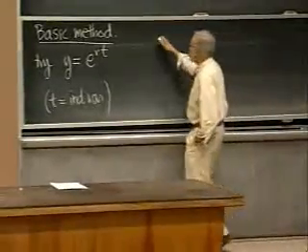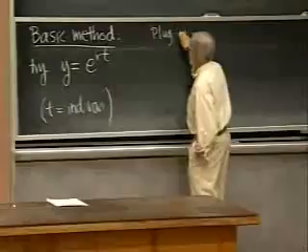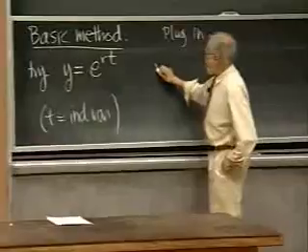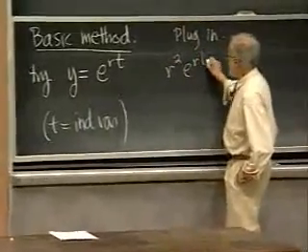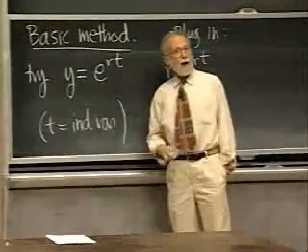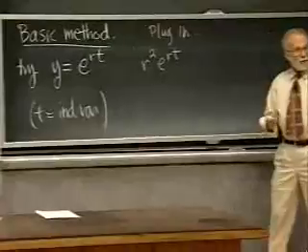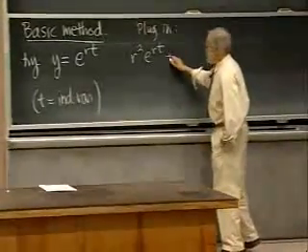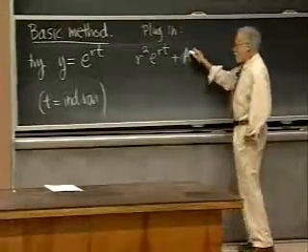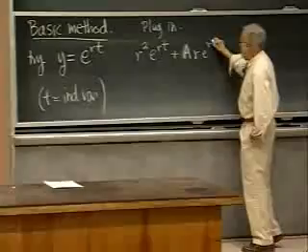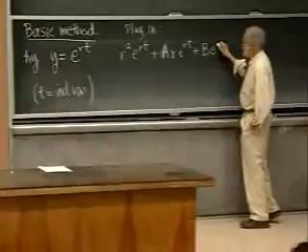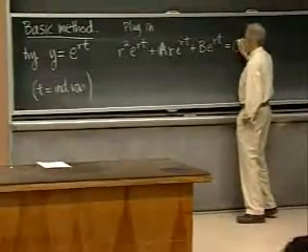Okay, well, I'll plug in, substitute in other words. And what do we get? For y double prime, I get r squared e to the rt. That's y double prime, because each time you differentiate it, you put an extra power of r out in front, but otherwise do nothing. The next term will be, sorry, I forgot the constant, capital A times r e to the rt. And then there's the last term, b times y itself, which is b e to the rt. And that's supposed to be equal to 0.